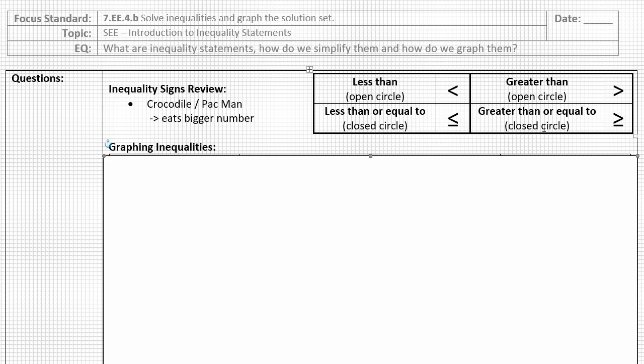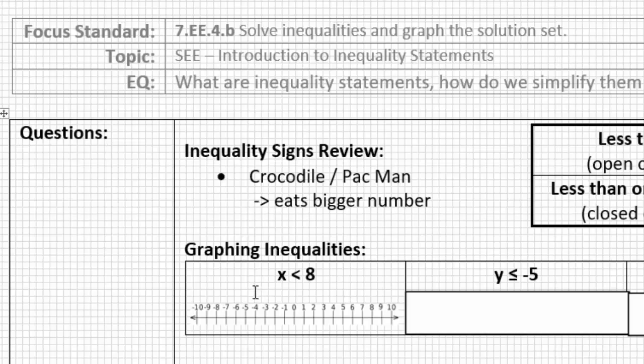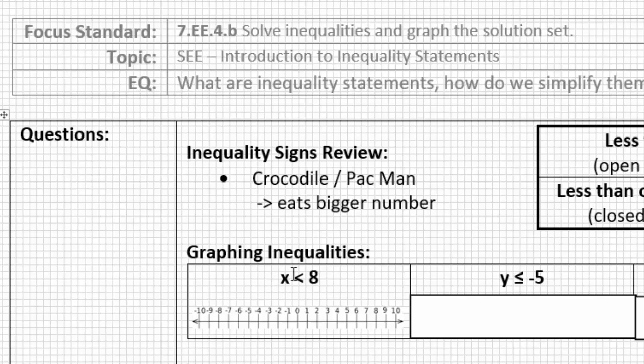So here I've just put down 4 inequality statements. I'm going to include a number line, and you'll want to do that for each of these 4 examples. That goes from -10 to +10. And what I'd like you to do is graph on this number line, what does it mean that x is less than 8? So any number we put in for x is going to be less than 8, and we want to be able to show that on a number line.